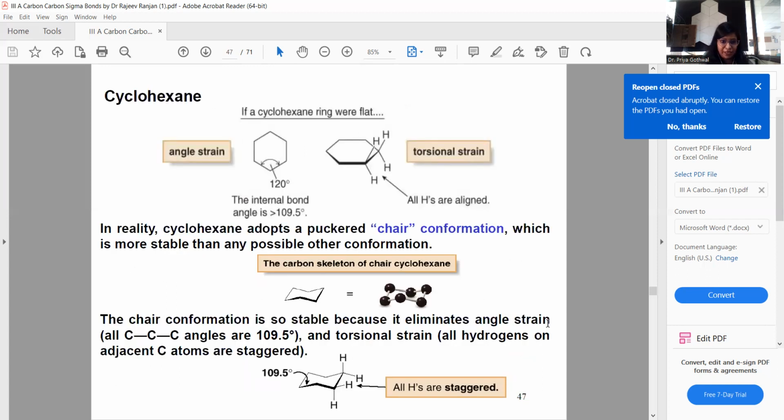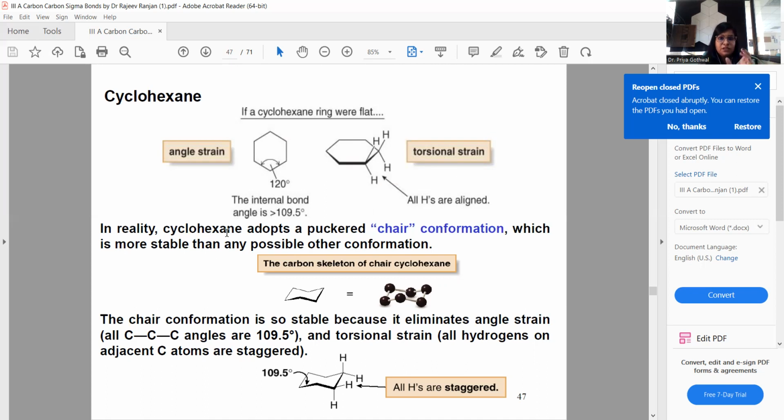In the cyclohexane case, now we discuss cyclohexane. The angle strain: if a cyclohexane ring were flat, then the angle would be 120 degrees. The internal bond angle is greater than 109.5 degrees. Here, torsional strain also occurs in this conformation. All the hydrogens are aligned, which is known as torsional strain.